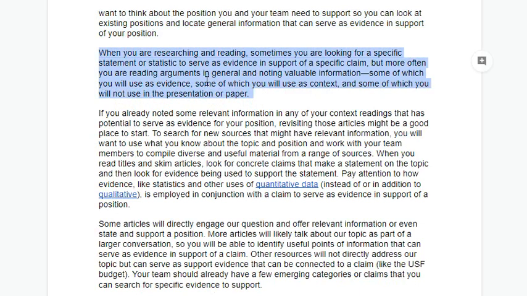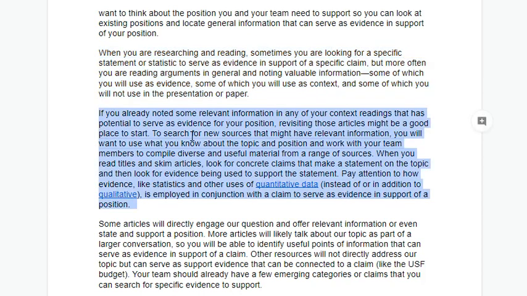But more often you are reading arguments in general and noting valuable information, some of which you will use as evidence, some of which you will use as context, and some of which you will not use in the presentation or paper. If you already noted some relevant information in any of your context readings that has potential to serve as evidence for your position, revisiting those articles might be a good place to start.